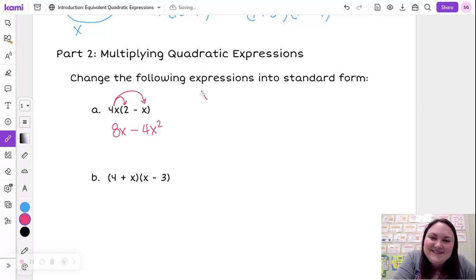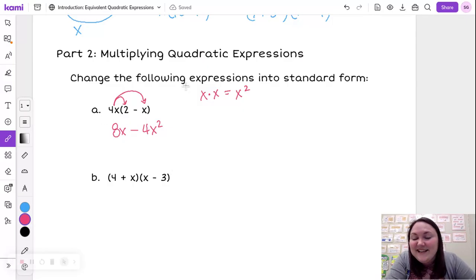x times x is x squared. That's going to be super important for what we're doing today. This expression here, there's nothing else I can do. You can't subtract an x and an x squared because they have different exponents, and so that would be our final answer. That is our standard form.